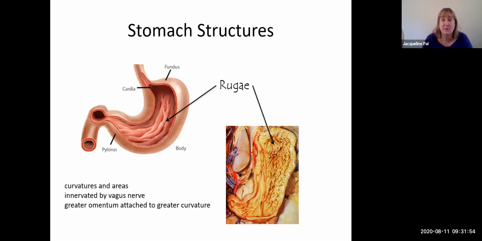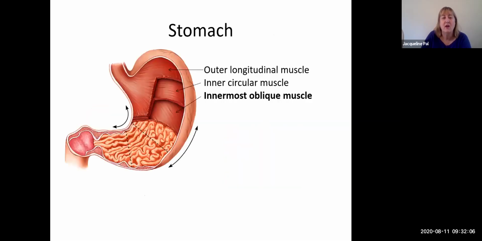The stomach is completely innervated by the vagus nerve. And also don't forget that greater omentum we learned about previously. It is attached to what's known as the greater curvature of the stomach. So what the greater curvature is this area here, which is the larger surface of the stomach, the inferior portion of the stomach, as opposed to this portion here, which is known as the lesser curvature.